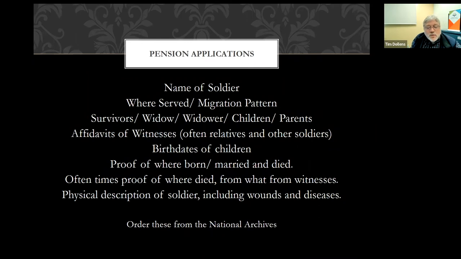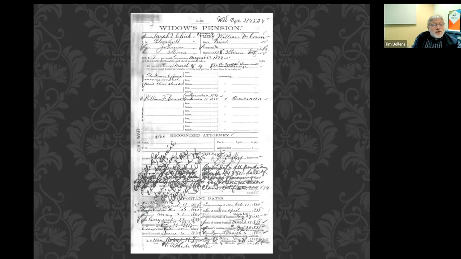And a lot of the genealogical websites can help you locate those. So here's a widow's pension right here, just an example. And basically, they're just filling out the pre-printed record of everything they need. And at the very bottom, you'll see important dates, like when the soldier first applied and when he died, and of course, on the very top, you see where he served from.